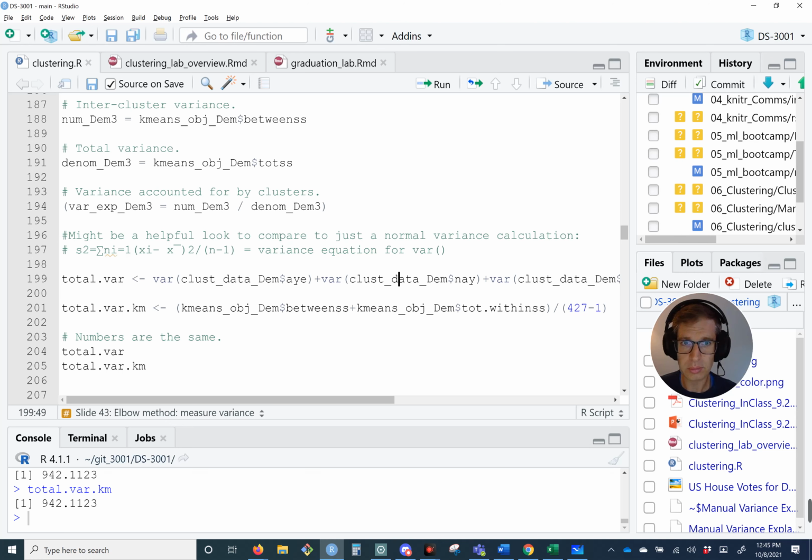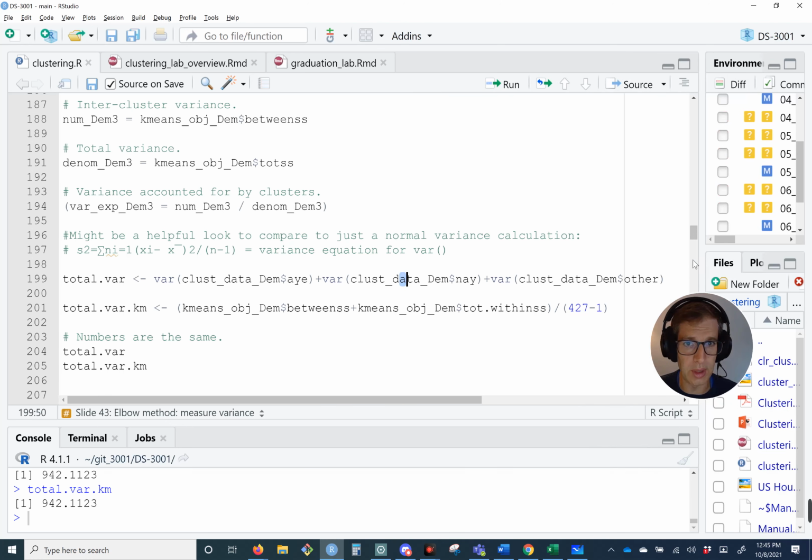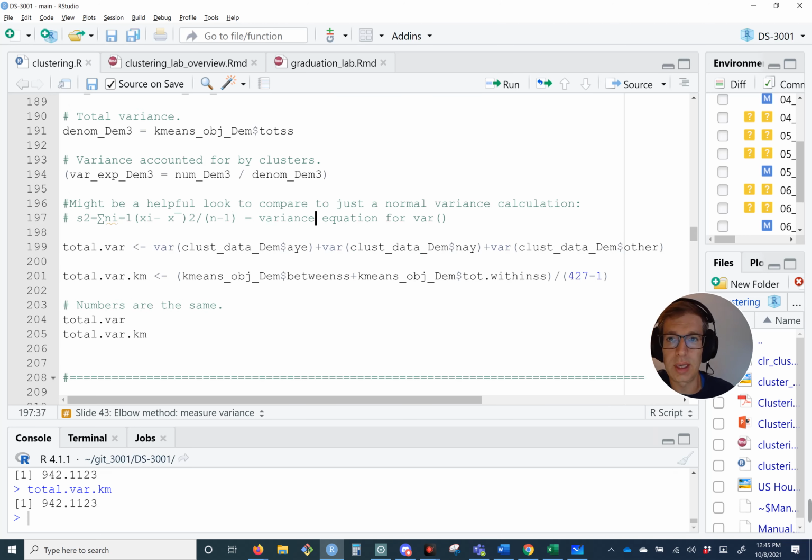Last point, hopefully this helps too. For those of you that are versed in the general variance calculation, this is the equation here. This is the distance from every point to its mean, and this should be squared and then divided. This is an unbiased data set, so you subtract 1 from the length of the vector and divide by that. So that's your standard squared error. In R, that's just a variance calculation.